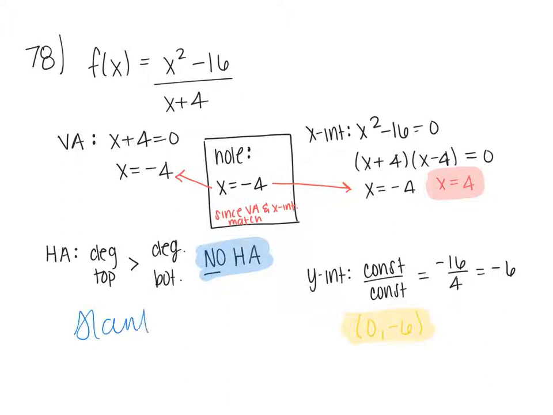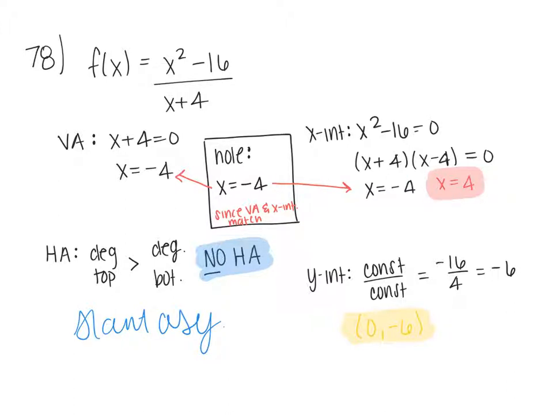And again, that is all that I need you to know. Not how to find it, just that a slant asymptote exists. From there, I did the x-intercepts, and I set the numerator equal to 0, difference of squares, so I factored -4 and +4.